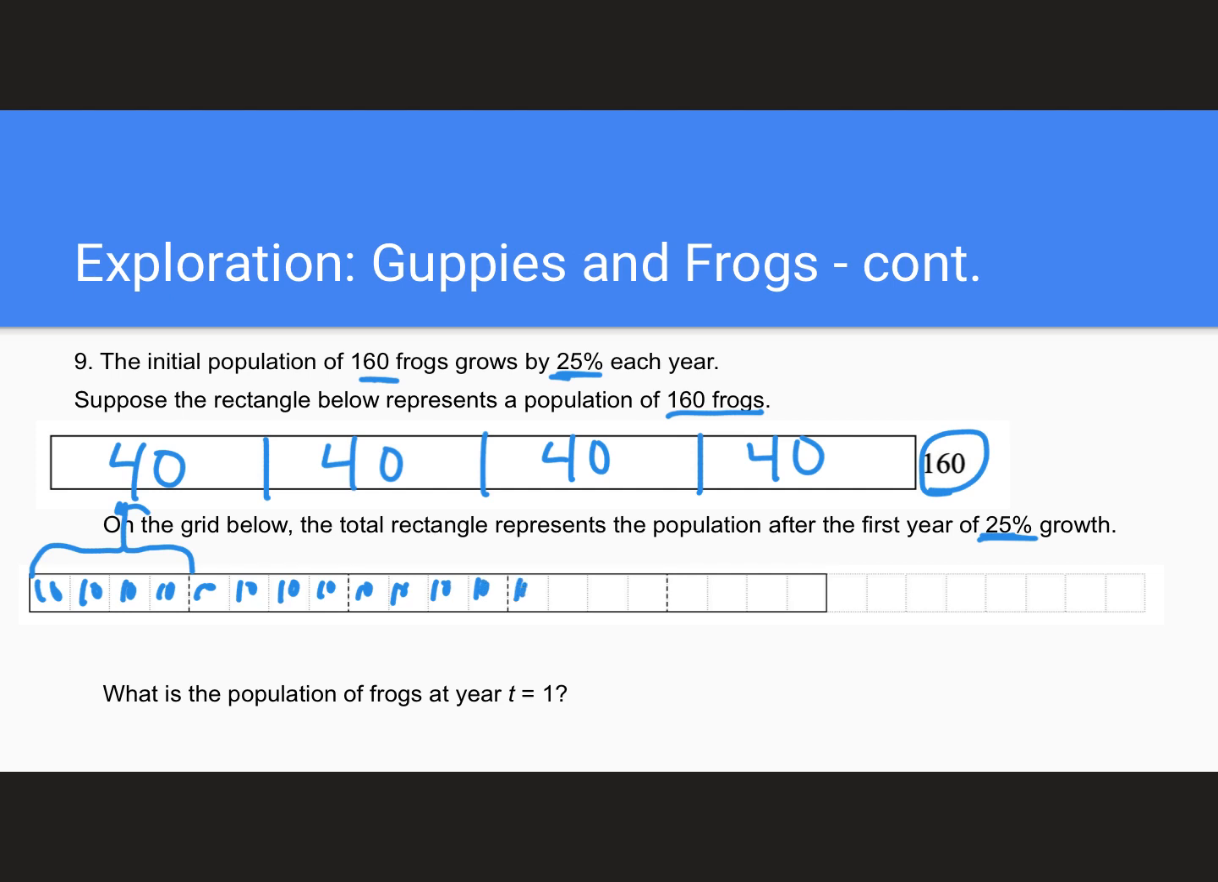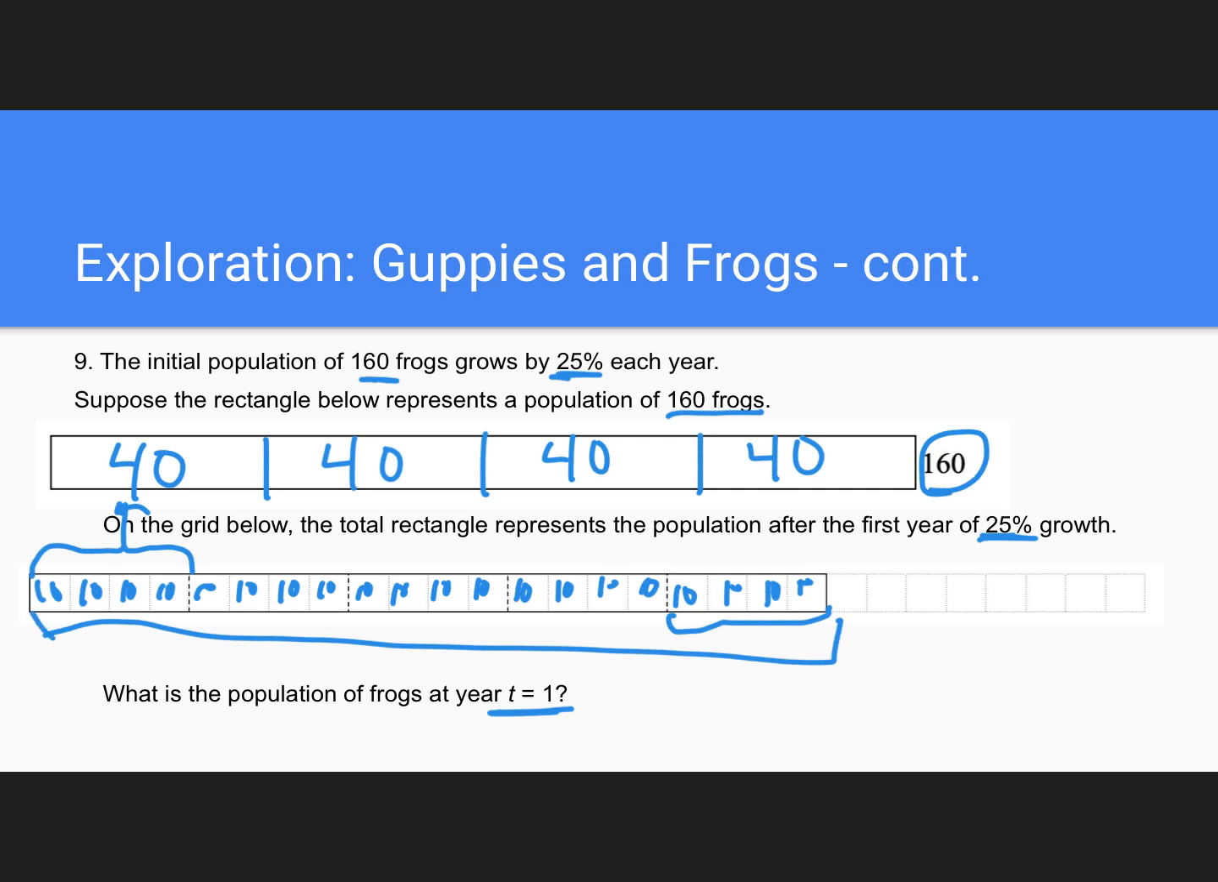And then we have another 10, 10, 10, 10. And then that's our original part. And then this part is our growth. We grew by 10, 10, 10, 10. So what is the population of frogs at year T1? How many total frogs do I have here?